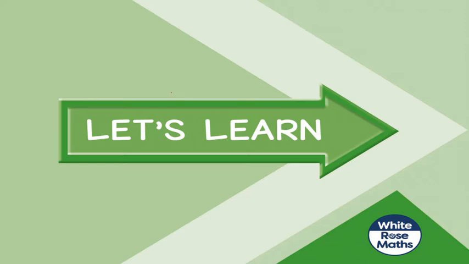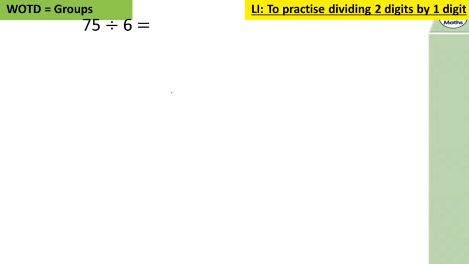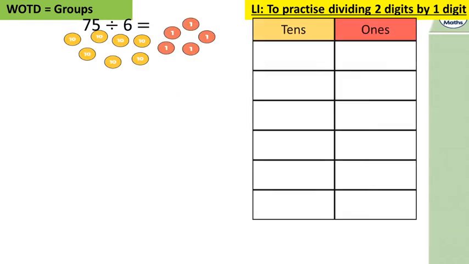Now we've done our warm-up activities. So our first question we're going to look at is 75 divided by 6. So we're going to look at this using our place value columns. As you can see, I've got 7 tens, 5 ones. I'm dividing by 6, so I've got 1, 2, 3, 4, 5, 6 rows. I want to try and put that equally in there. So let's see what we do first.